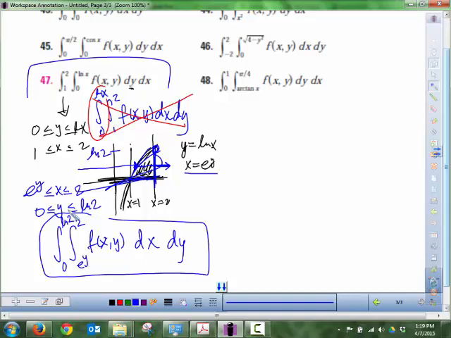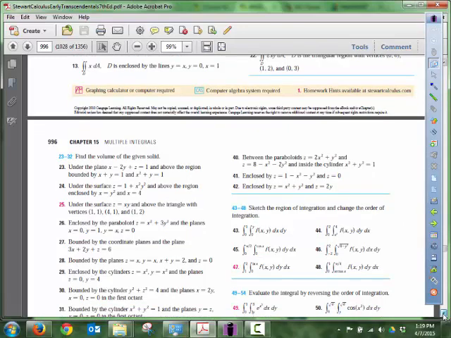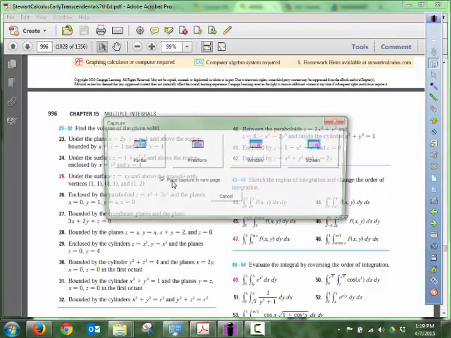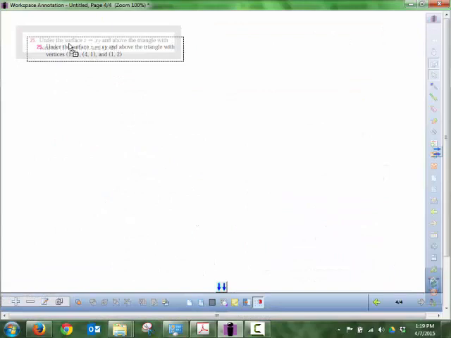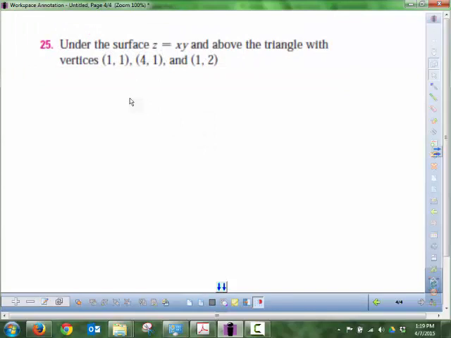All right, let's jump to one where they're describing a couple of surfaces. You want to find the volume between them over some region, and see if we can visualize this in 3 dimensions also. So that would be 23 to 32 over here. Find the volume of a given solid. Should we do 25? So it's under the surface f(x, y) equal to xy, and above the triangle on the xy plane with vertices at (1, 1), (4, 1), and (1, 2).